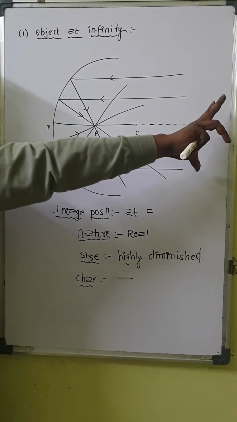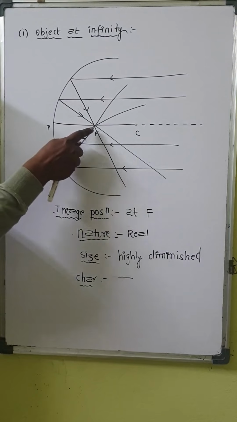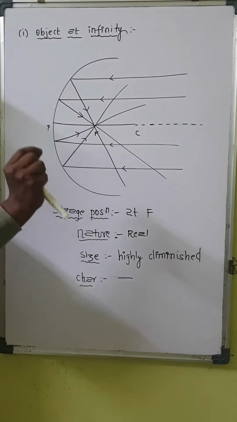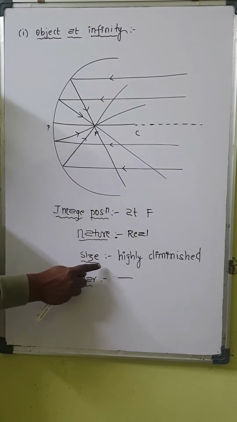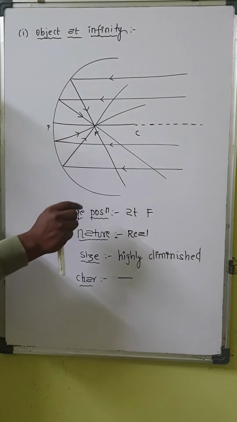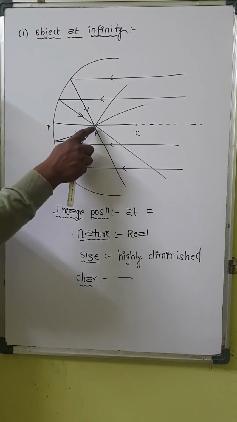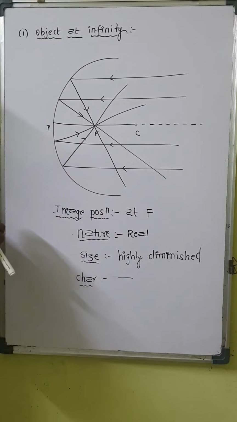Now the object which is placed far from the mirror has some size. But here the image which is formed is a very point-sized image. So we say highly diminished image. It is very much a point. The object may have a height of 4 cm, 5 cm or even 1 meter also. But the image formed at focus will be point size.